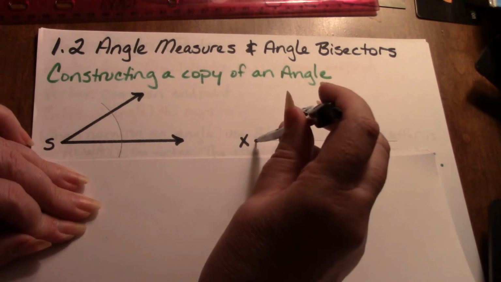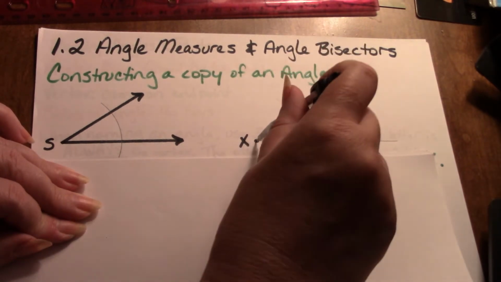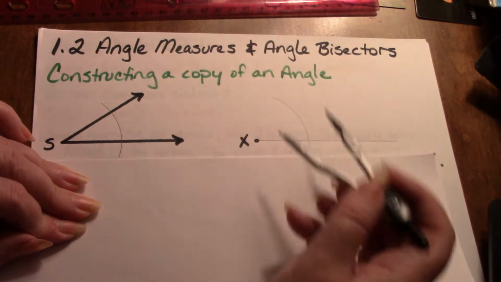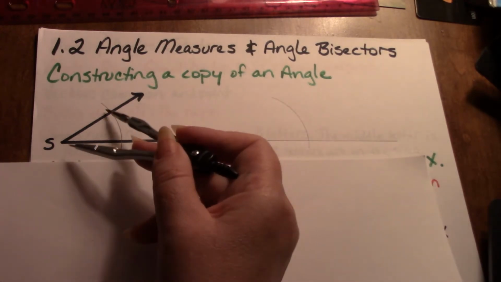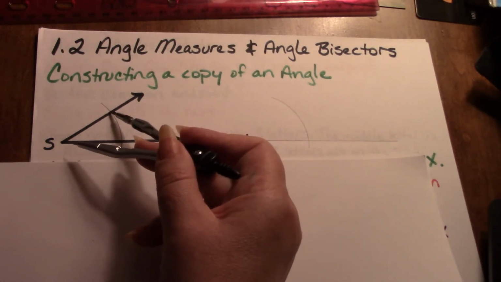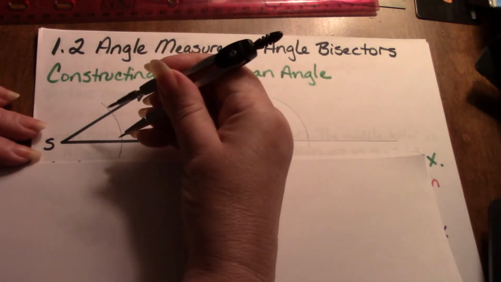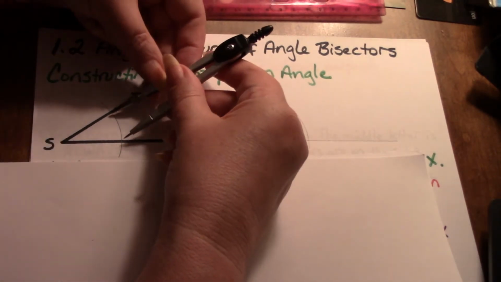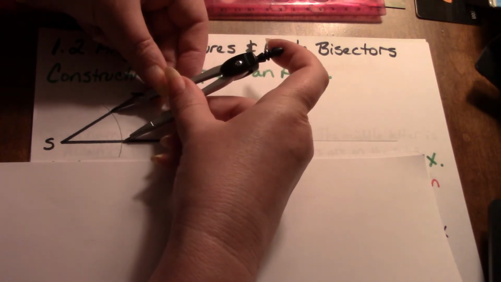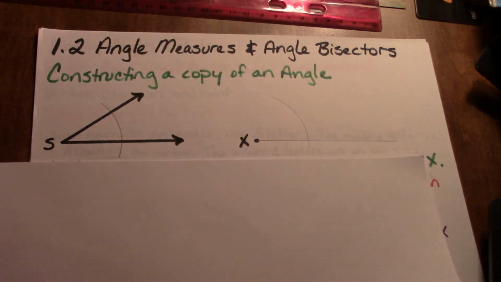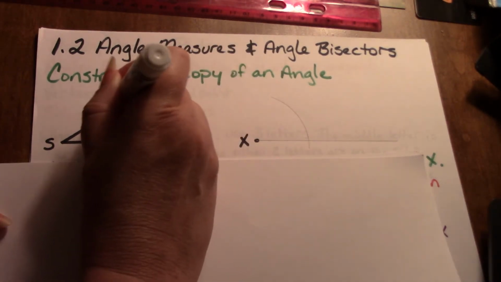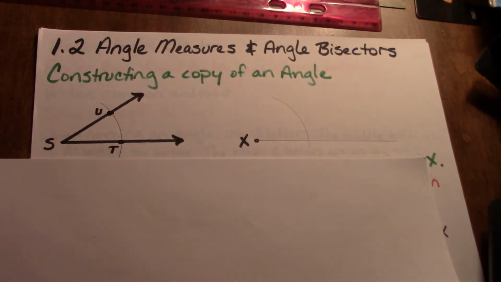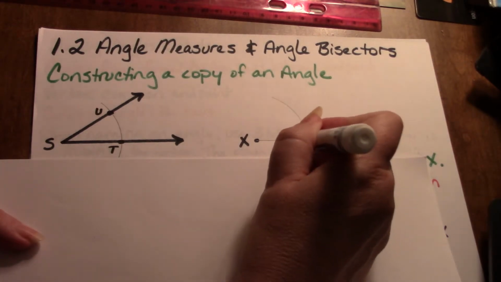I'm going to do the same thing here at X, and I'm going to make an arc that goes through my line and big enough so that it'll cover this line as well. Now I get to move the compass, and I'm going to use this as a measuring point. I'm going to label this T, and this is going to be U. And I'm going to label this point here Y.